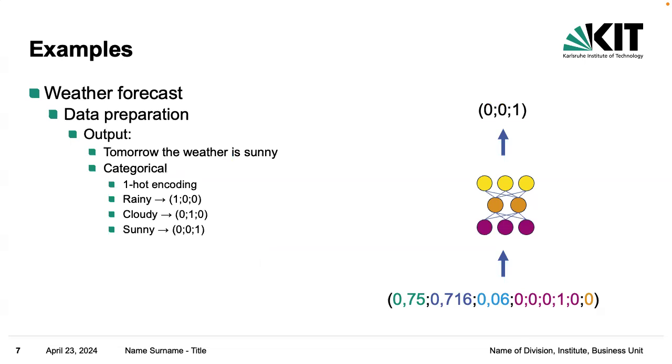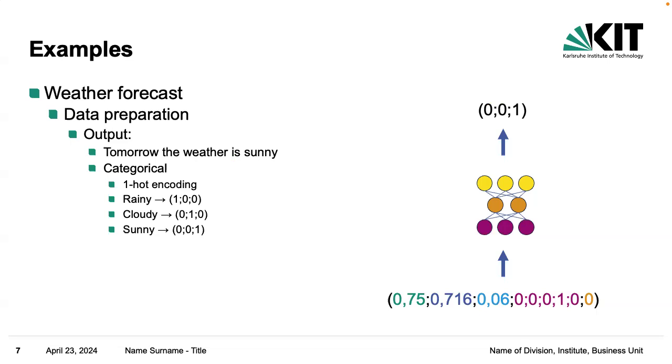The other question is the target, and there we can do exactly the same thing. So in this case, we want to predict three different types of tomorrow's weather: rainy, cloudy, or sunny. And we can just do again a fixed vector. We do the one hot encoding of that. And then we have our type of neural network.